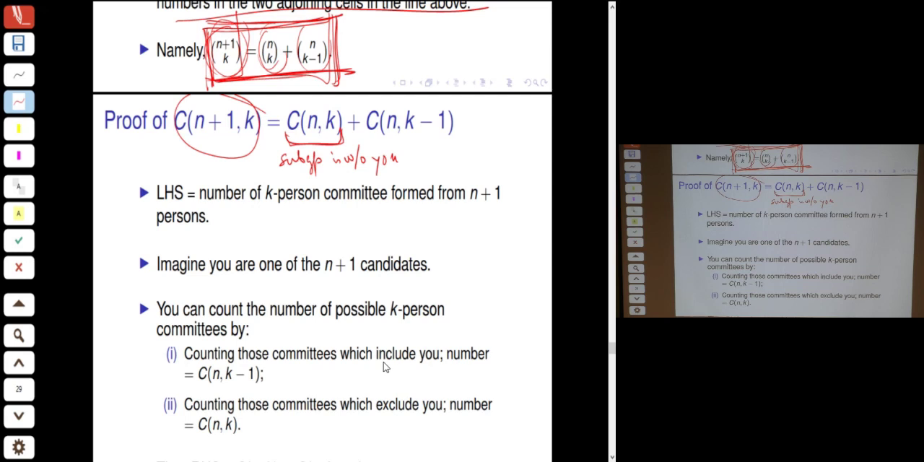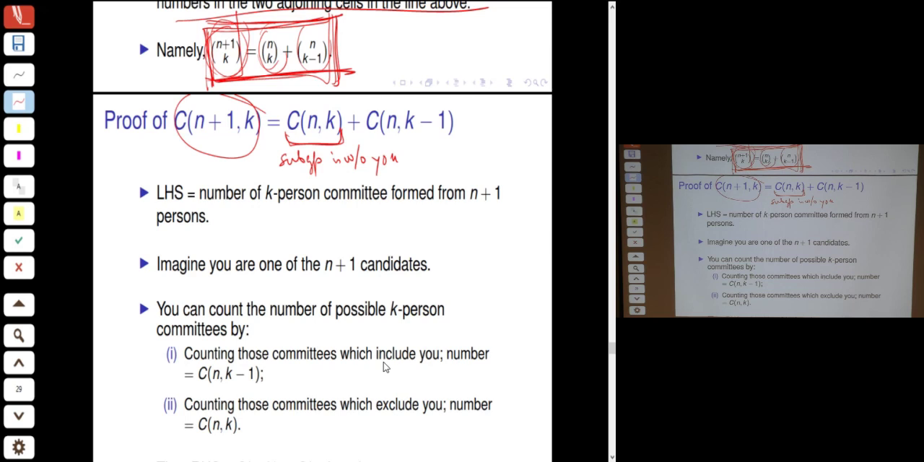So now let's look at the other possibility, which is the subgroup contains you. Well, if the subgroup of size k contains you, then one spot in that subgroup of k is already filled by you. So there are k minus 1 spots left in that subgroup, and these k minus 1 spots have to be filled by choosing people from your n friends.